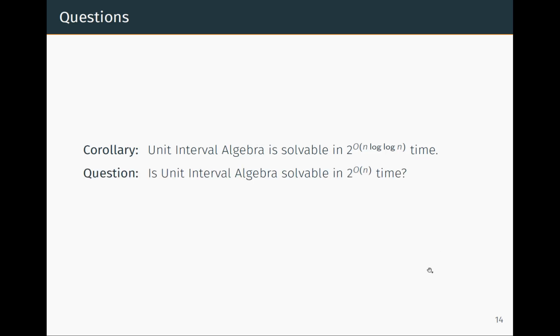So one question that we raise is whether unit interval algebra can be solved in single exponential time. Or maybe we can prove a stronger lower bound that will show that this is the best possible. Another question is whether Allen's interval algebra can be solved either in this time or maybe even in single exponential time. So this would be very interesting to solve. And that's all for now, and thank you for your attention.